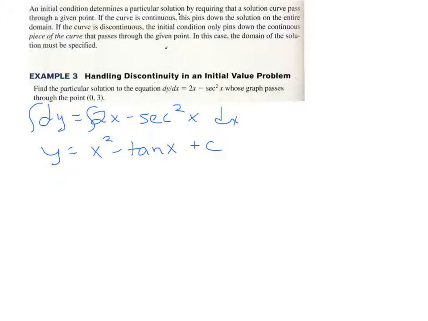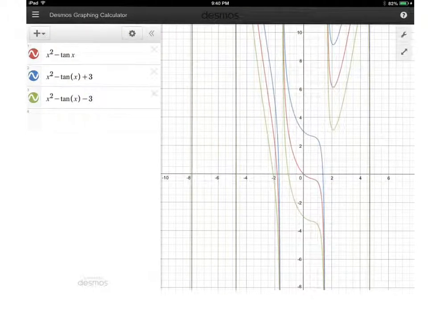Now I want to show you a graph that has three different solutions, or the solution with 3 different c's. I'm going to have one that's x squared minus tan x plus 3, x squared minus tan x where c is 0, and then x squared minus tan x minus 3, just so you can see what this graph kind of looks like. Okay, so there it is.